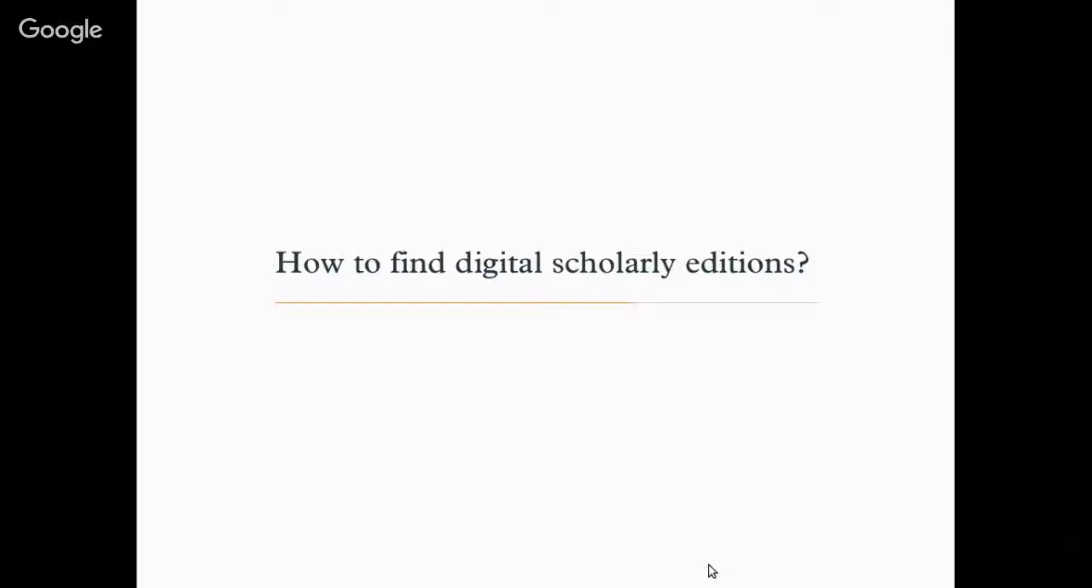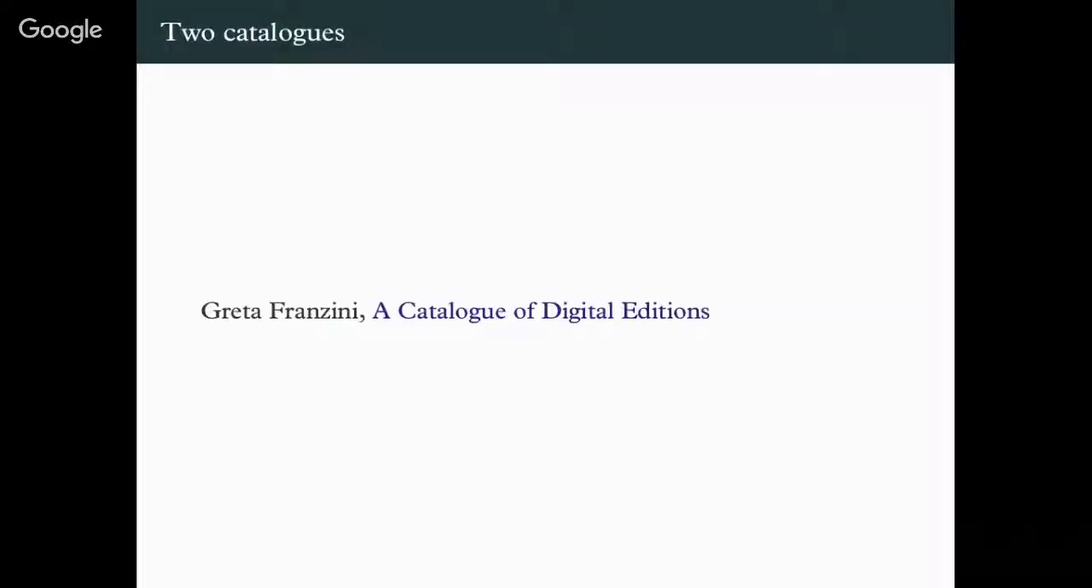So first, we need to know how to find existing digital scholarly editions, because we want to see what other people are experimenting with. Here, as I have said at the beginning, we have excellent help in the form of two catalogs. Both are published on the internet and both are updated continuously. The first is edited by Greta Franzini, and to demonstrate how it works, I will use it to find the first editions of Latin texts, and then to see how one of the editions is described.